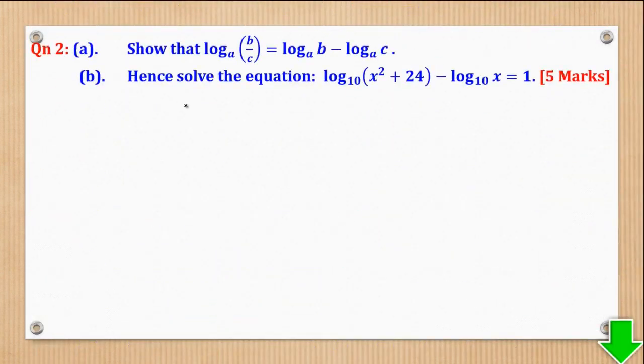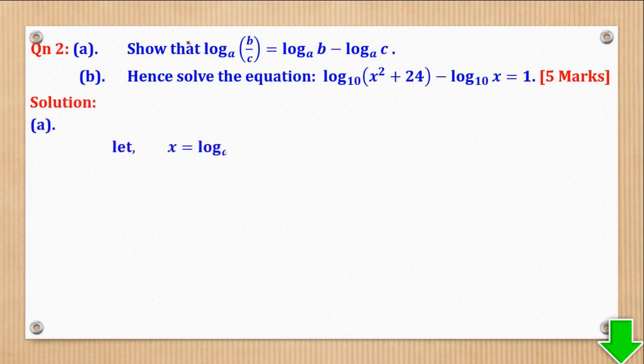Now let's go to question 2. Question 2 part A says, show that log base a of b over c is equal to log base a of b minus log base a of c. Then part B, hence solve the equation this minus that equal to 1. So let's start with part A.